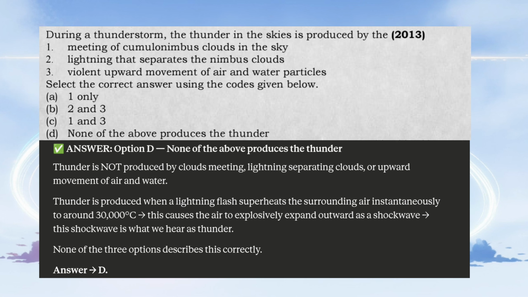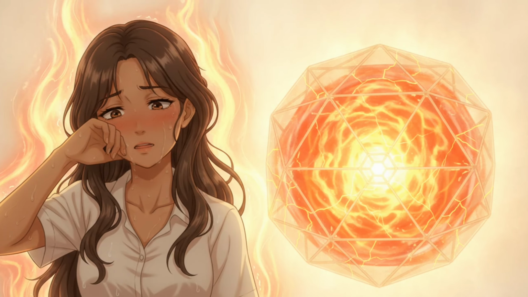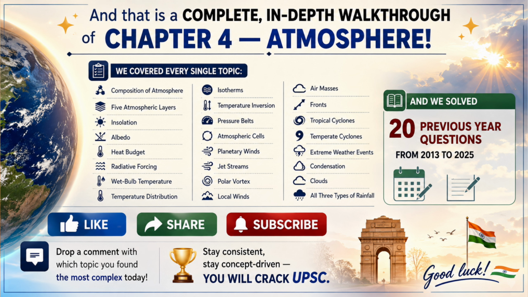Answer, option D, none of the above produces the thunder. Thunder is not produced by clouds meeting, lightning separating clouds, or upward movement of air and water. Thunder is produced when a lightning flash superheats the surrounding air instantaneously to around 30,000 degrees Celsius. This causes the air to explosively expand outward as a shockwave. This shockwave is what we hear as thunder. None of the three options describes this correctly. Answer D. And that is a complete, in-depth walkthrough of Chapter 4 Atmosphere.